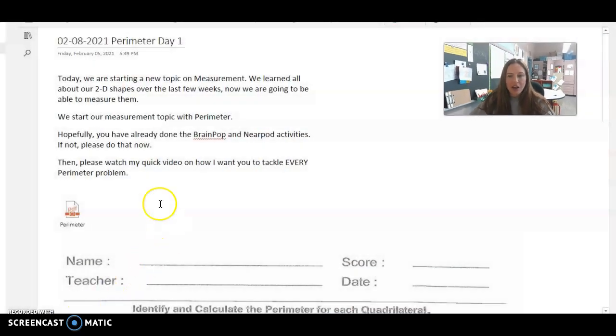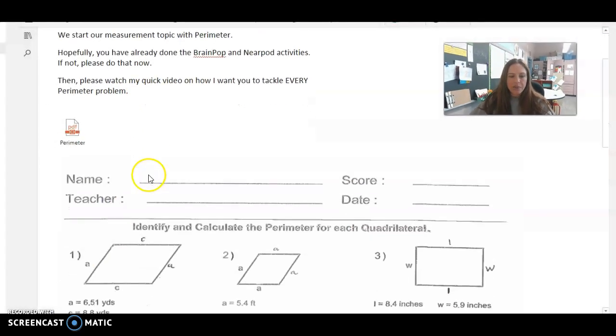Happy Monday. Today we are starting a new topic of measurement, and we are going to be talking about perimeter. Hopefully you've already watched the BrainPop video and the video on Nearpod that discusses perimeter and also area, but we're going to only practice perimeter today. And I wanted to shoot a quick video to show you how I want you to approach every single perimeter problem. So let's take a look at our activity for today.